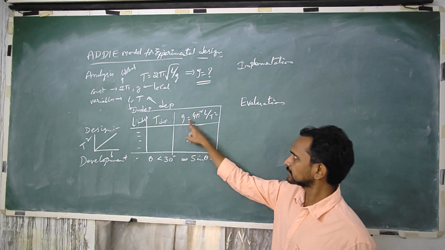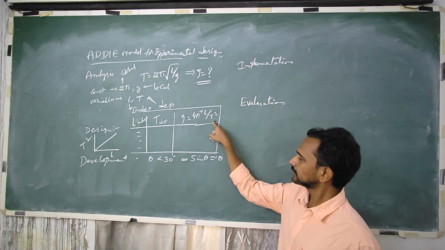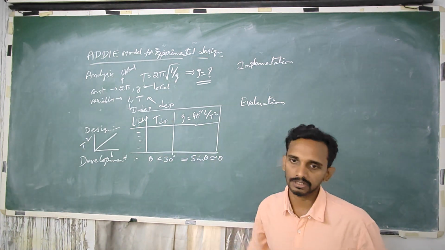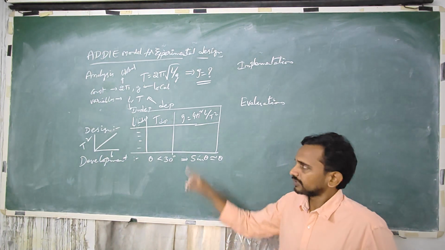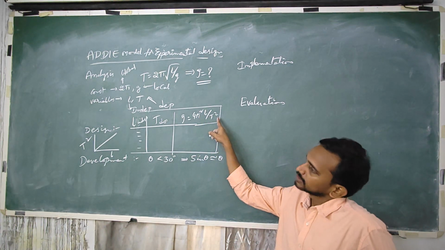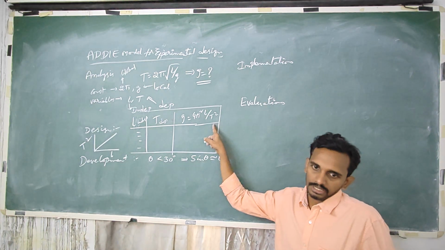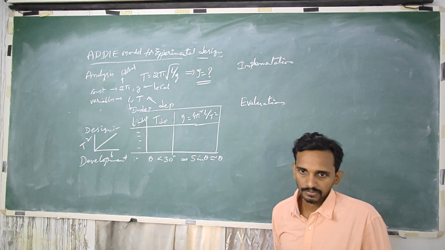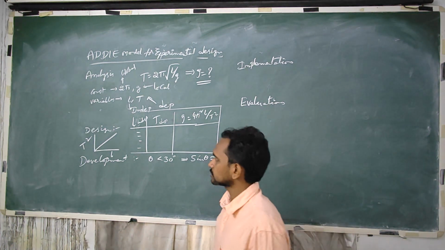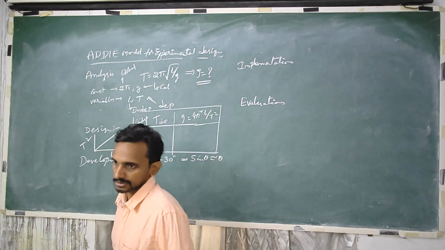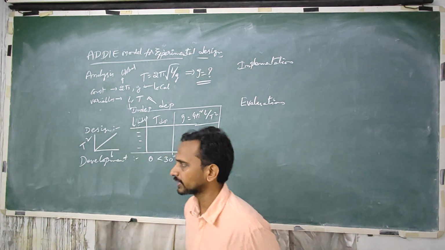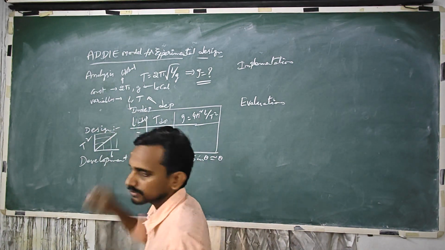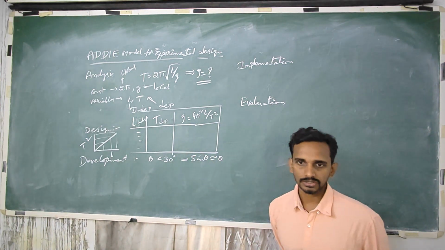So here G is a constant, 4 pi square is a constant. So L by T square must be a constant for whatever value of L. Even if L varies, T also varies in such a way that L by T square should remain constant. Okay, so we should get a straight line passing through the origin, so that wherever you calculate L by T square, you get a constant.